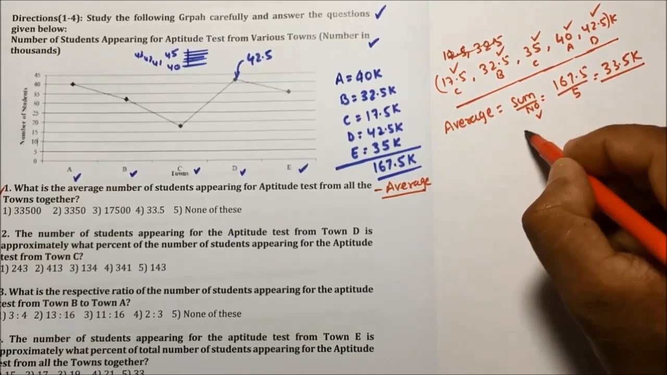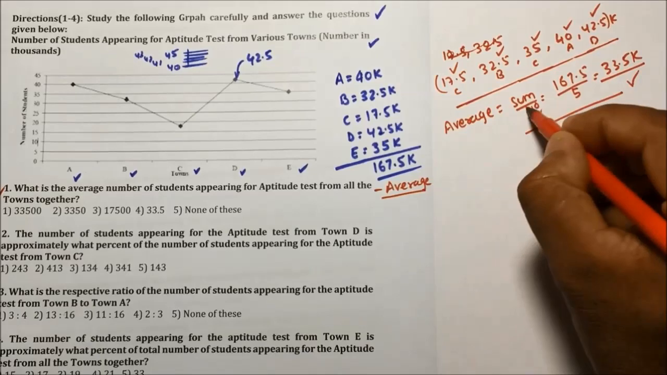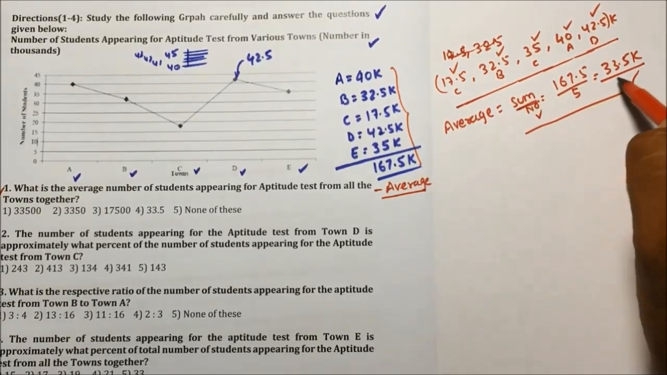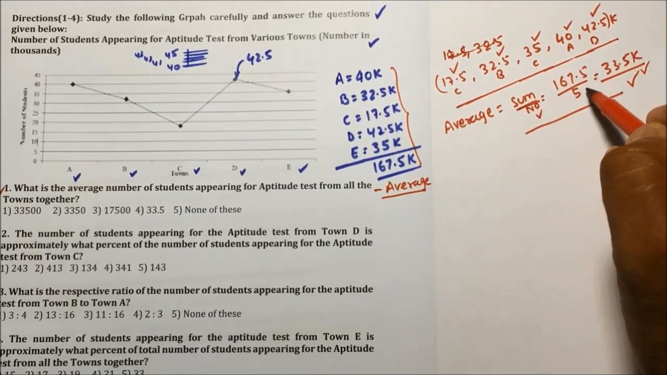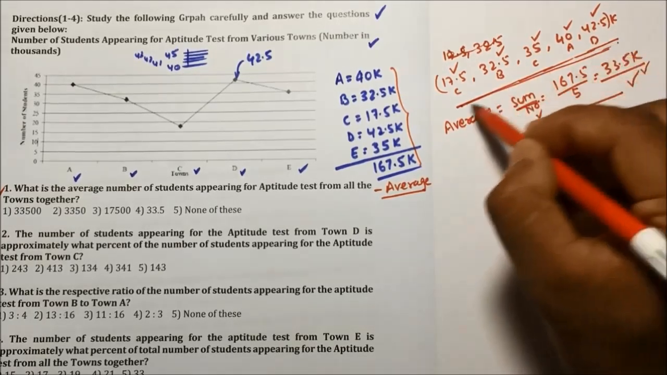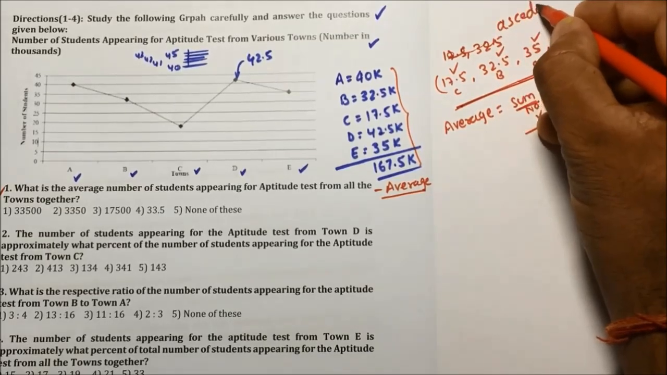Now you can also get the answer without adding and without dividing. See, how did I get the sum? I had already added this, 167.5k, so I divided and got 33.5k. Now I am saying no need to divide, no need to multiply, no need to do anything. We have arranged this in ascending order.